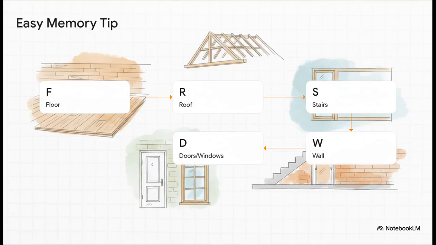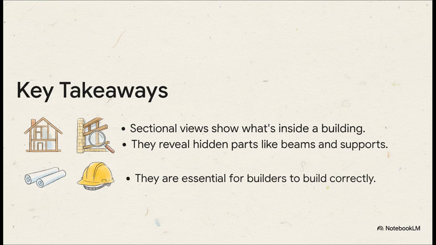And hey, if you want a super simple way to remember the key structures we've talked about, I've got an easy trick for you. Just think FRS. That's F for floor, R for roof, and S for stairs. Easy. So to wrap this all up, what are the big takeaways here?